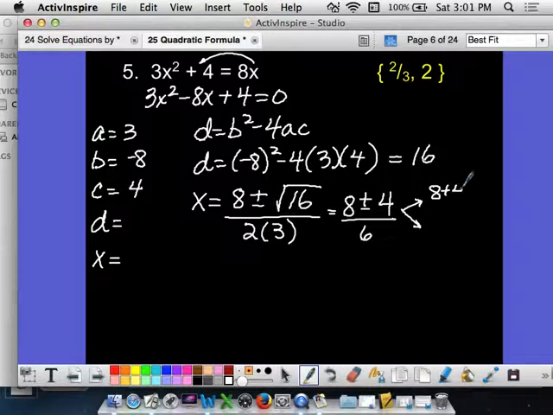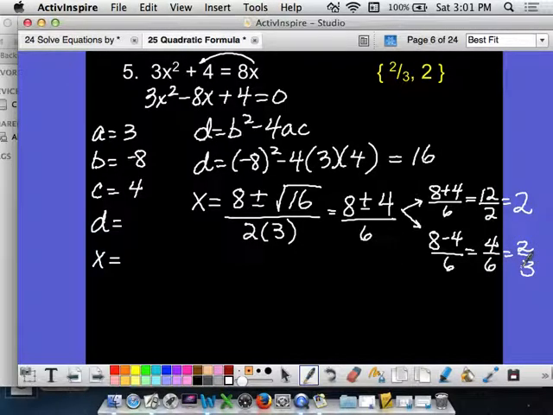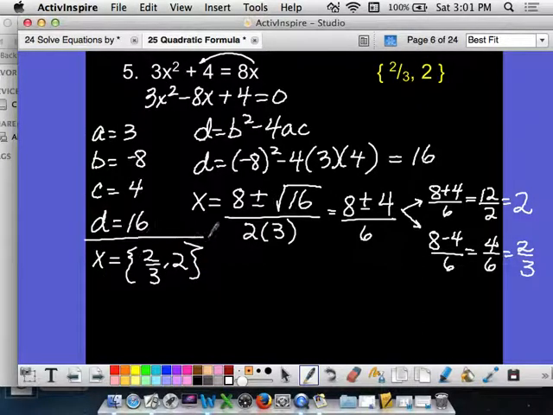I have 8 plus 4 divided by 6, and I have 8 minus 4 divided by 6. Well, 8 plus 4 is 12, over 6 is 2. And then 8 minus 4 is 4, over 6 is 2/3. So my discriminant, I should have written that here, was 16. And my answer is 2/3, 2. So this is all of my information, but this right here is actually my final answer.